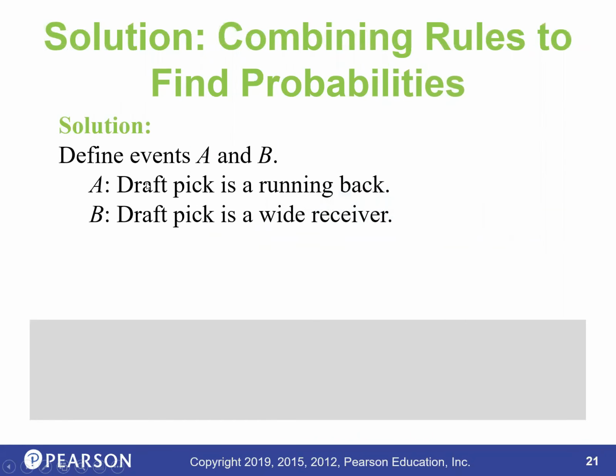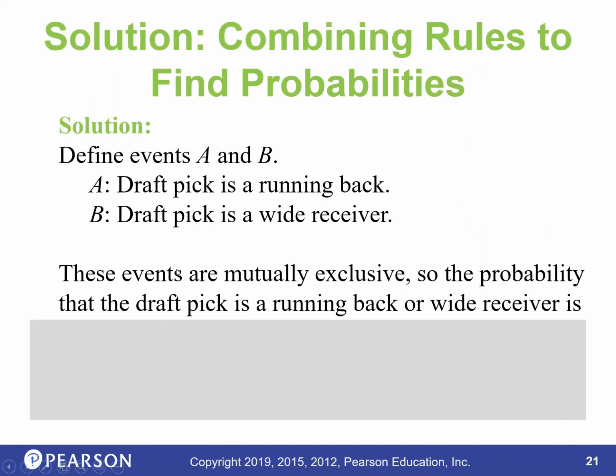So, again, it's going to be kind of crazy here. Ready? Put your thinking caps on for a little bit. Define events A and B. First of all, we're going to pick A: the draft pick is a running back. Then event B would be picking a draft pick that is a wide receiver.